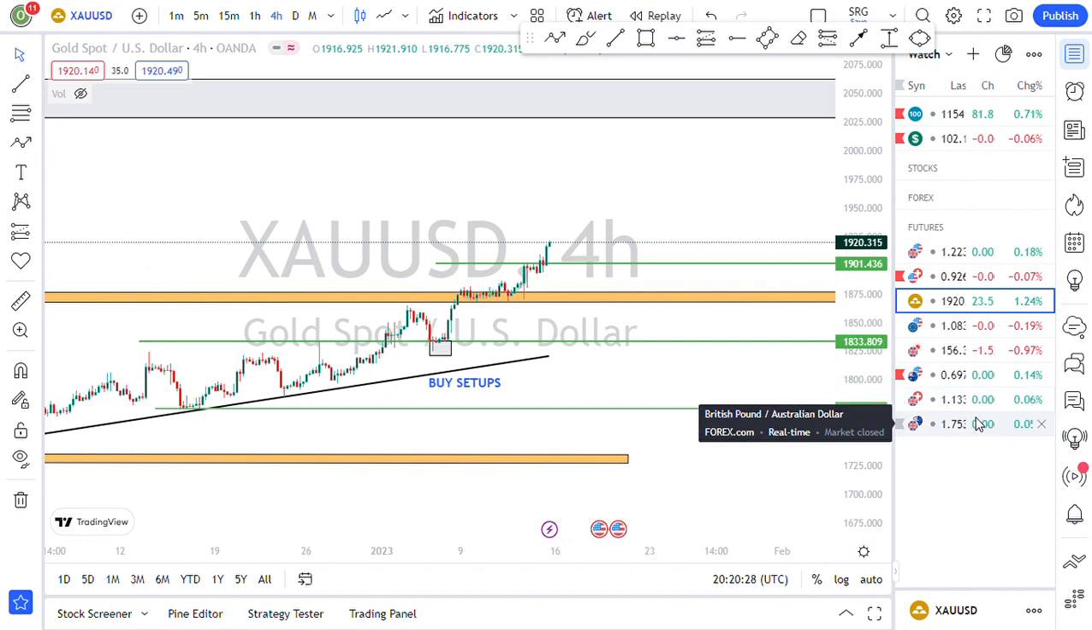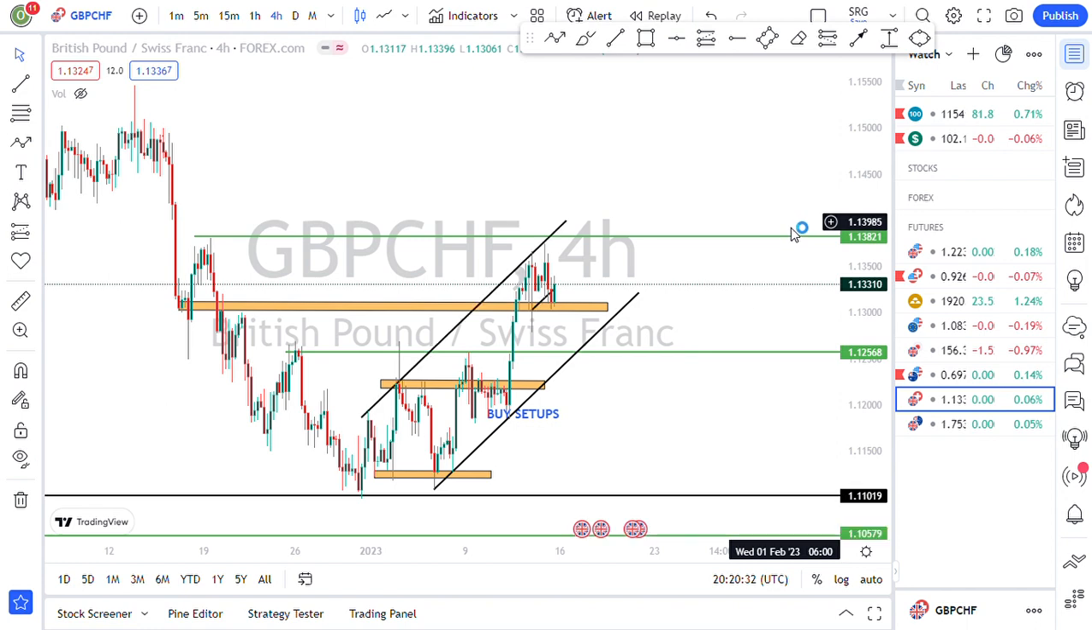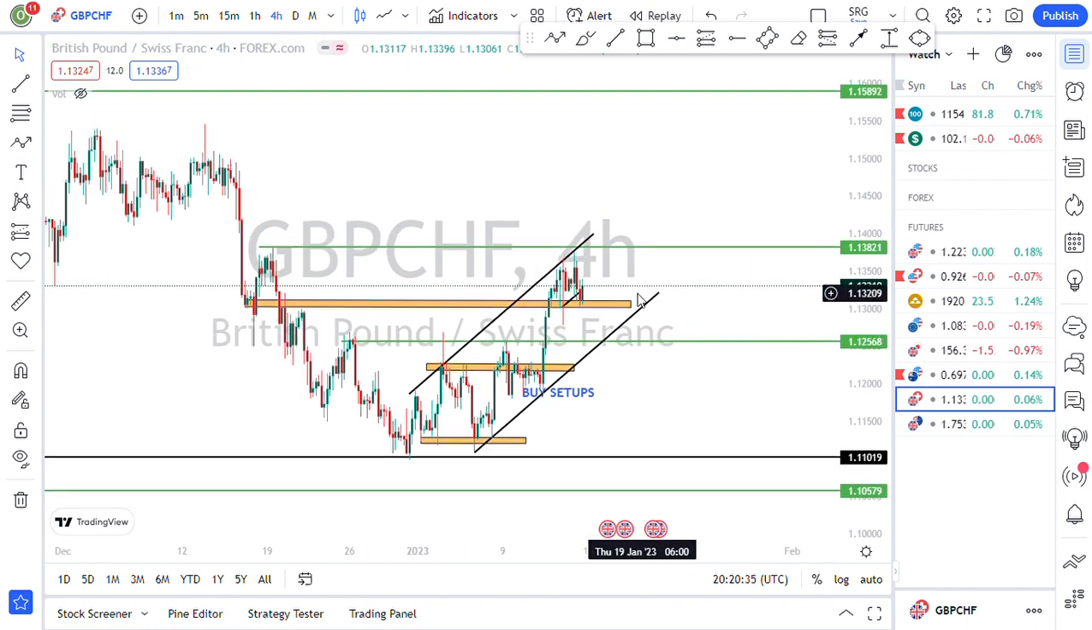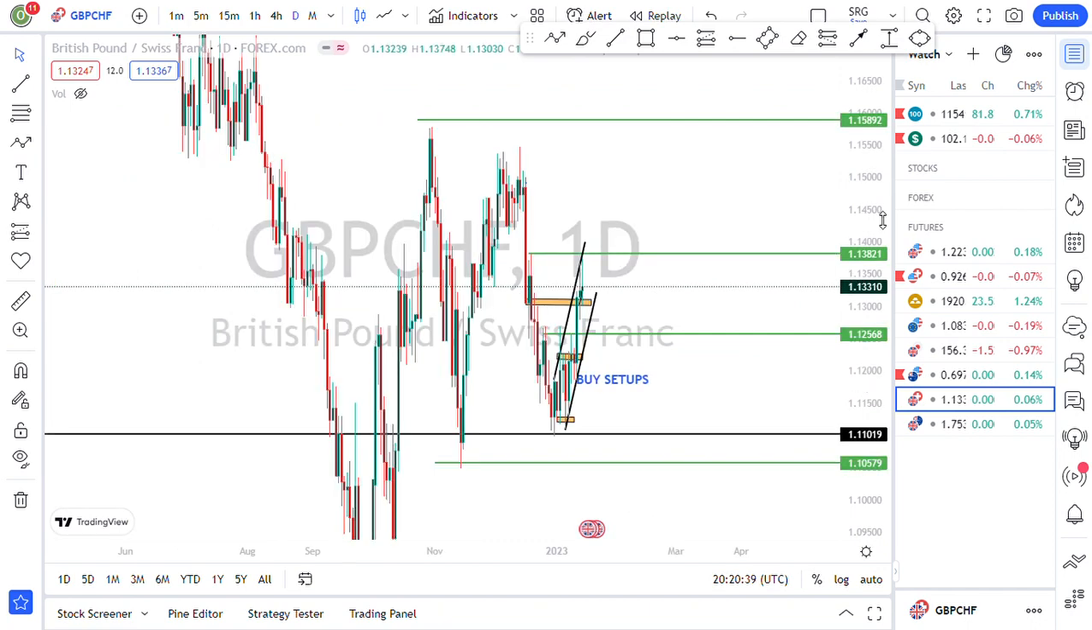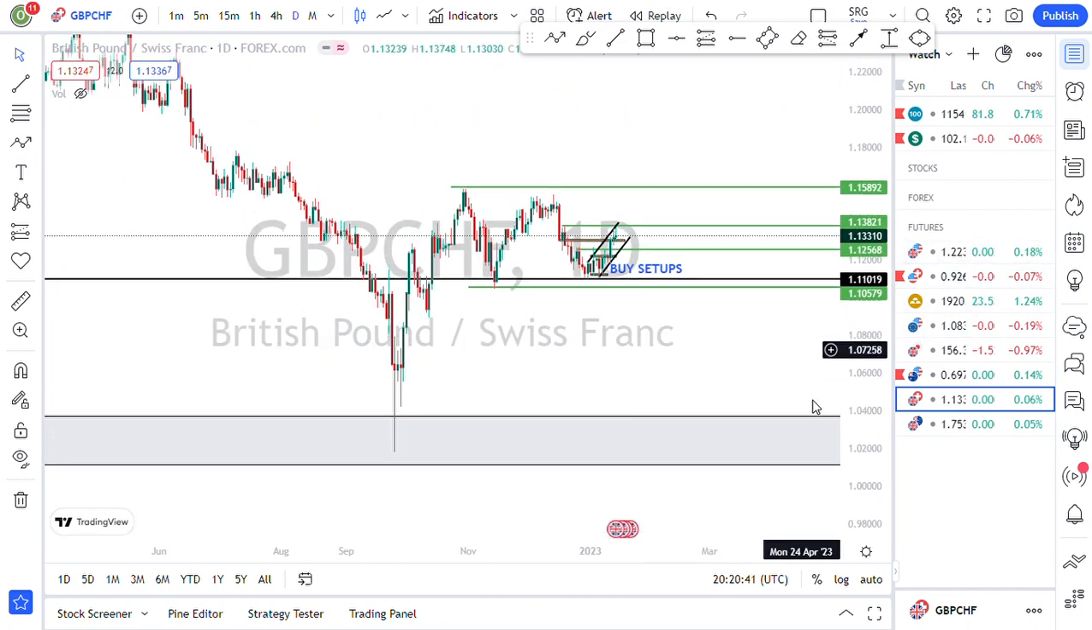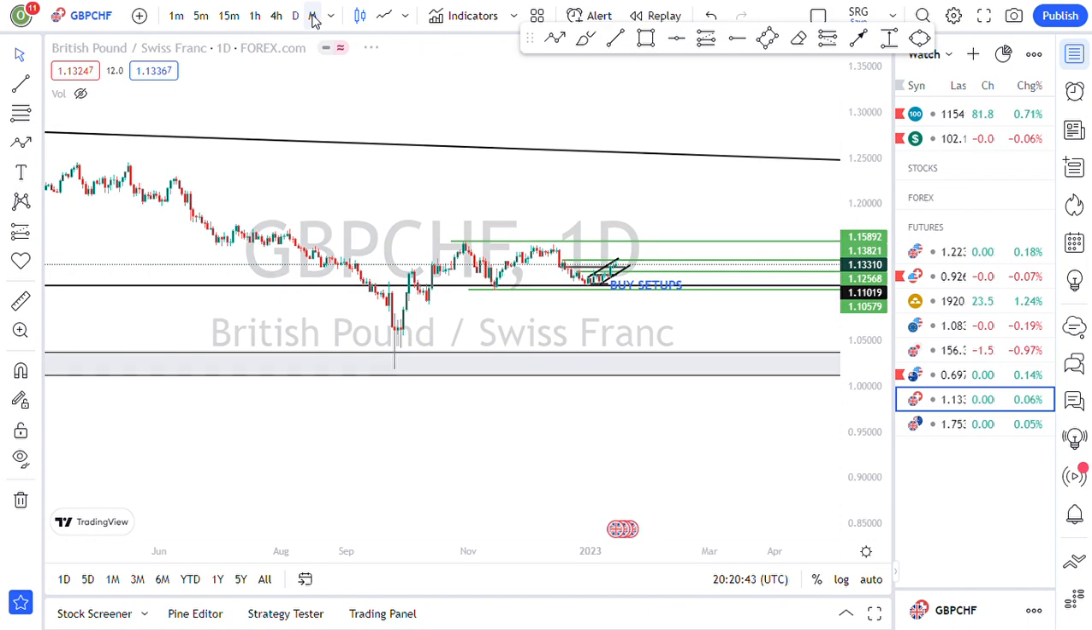Right, I've been looking at a pair, GBP CHF. I've been looking at this pair for a couple of times, right? And we know that this pair is basically in a buy trend, right? Is in a buy trend.